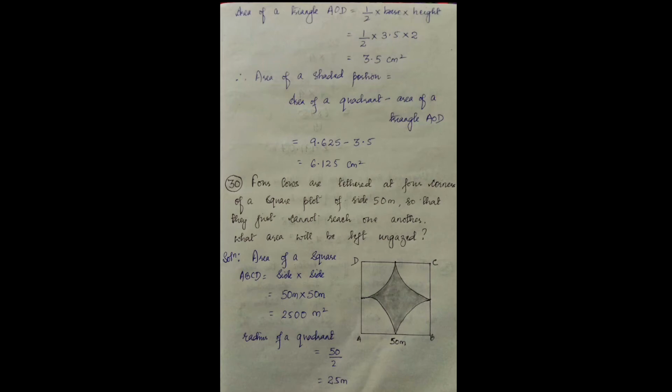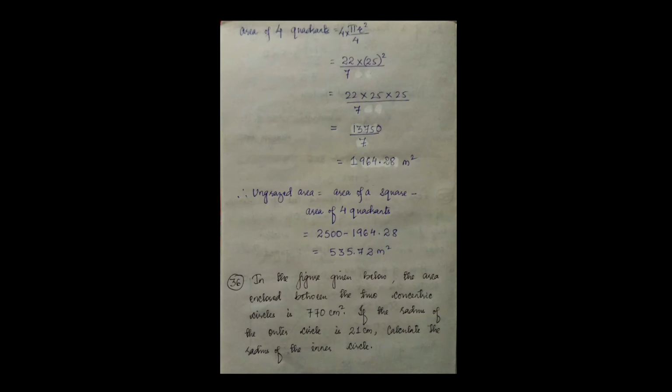Now we have to find the area of a quadrant. See, all the quadrants are identical, they are the same. So if this side is 50 meter, then the radius is this much only. So the radius of a quadrant is only 25 meter. Half of 50, that is 50 by 2, is 25. Now we will find the area of 4 quadrants.